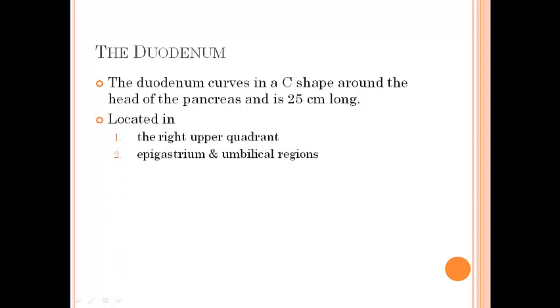In terms of its location, you can think of the duodenum in either of the two divisions of the abdomen. If we take it as quadrants, the duodenum is found in the right upper quadrant. And if we take it as the 9 abdominal regions, the duodenum is divided between the epigastrium and the umbilical region. So it's found in those two.